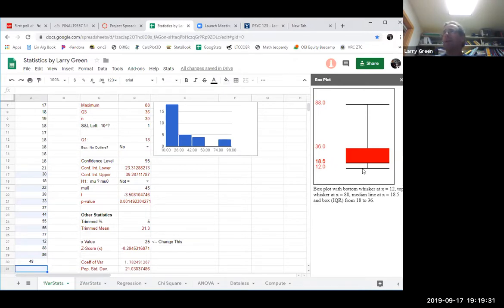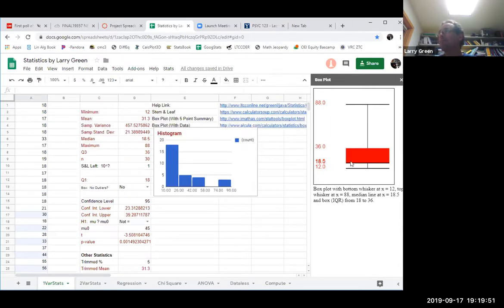Okay, what a box plot does is it shows what's called the 5-point summary. So it shows the minimum, which is this bottom number, 12. It shows the first quartile. First quartile was 18. It shows the median next. The median here was 18.5. Just slightly above the 18, a little hard to read in this. The 36 was the third quartile, and then 88 was the maximum. So it is a picture way of showing the 5-point summary.